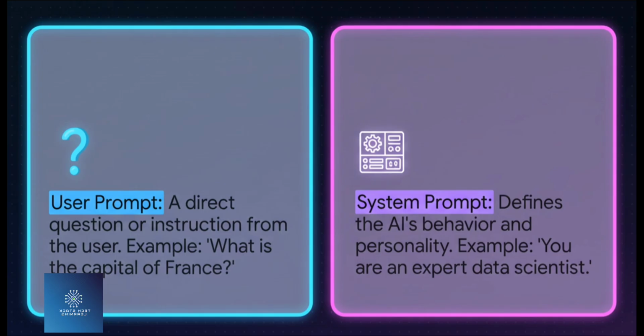So first things first, let's talk about user prompts versus system prompts. A user prompt is exactly what it sounds like. It's a one-off command you give the AI, like, hey, what's the capital of France? Super simple, right? But a system prompt, that's a whole different beast. It's more like a permanent set of rules that defines the AI's entire personality. Think of it like this. A user prompt is like asking a stranger for directions. A system prompt is like having a personal tour guide for your entire trip who already knows your preferences.